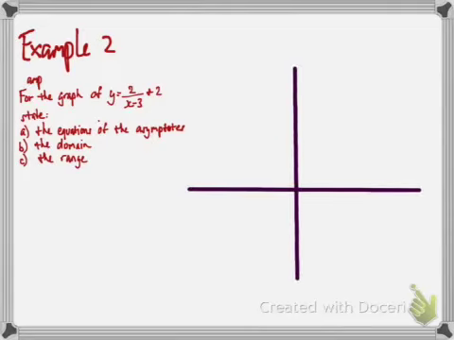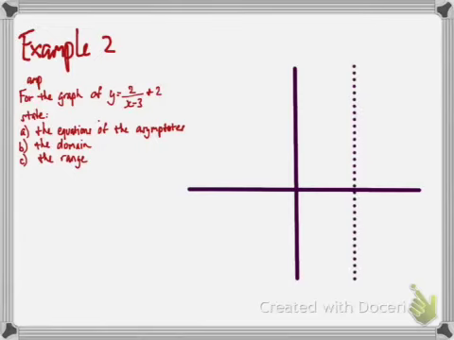Okay, so let's get our axes going. Where's our asymptote going to be, or asymptotes? What is the minus 3 going to do to the graph? Don? 3 to the right. Yep, so we're going to have an asymptote here.